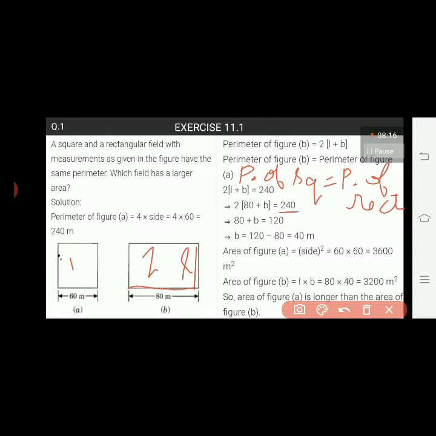So now area of figure A is a square, so side into side, 60 into 60 is 3600 meter square. Meter square is the unit of the area. And the area of figure B is in the shape of a rectangle, so it is length into breadth. So length is 80 and breadth is 40, so it is 3200 meter square. Now they are asking which field has larger area, so you can see field A has a larger area. Okay, second question.